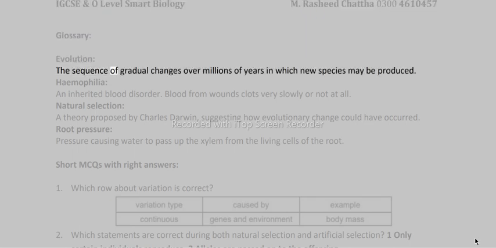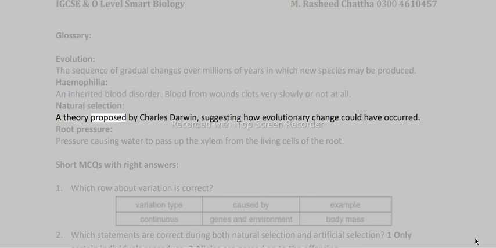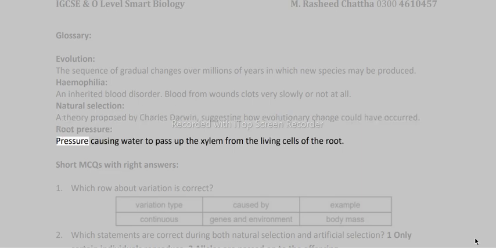Glossary. Evolution: the sequence of gradual changes over millions of years in which new species may be produced. Hemophilia: an inherited blood disorder. Blood from wounds clots very slowly or not at all. Natural selection: a theory proposed by Charles Darwin, suggesting how evolutionary change could have occurred. Root pressure: pressure causing water to pass up the xylem from the living cells of the root.